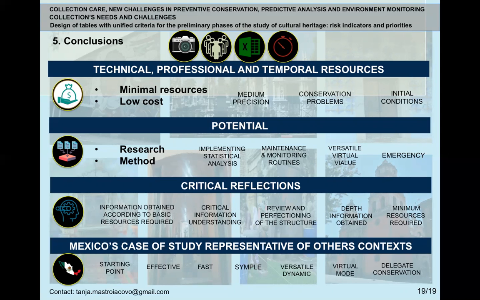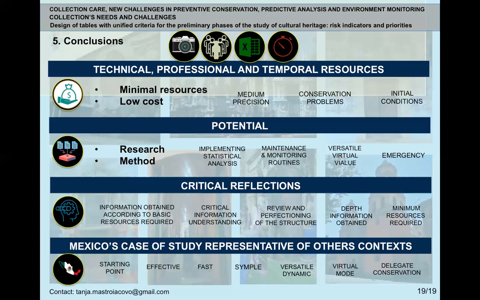Among the limitations of the method, it is important to mention that the information provided responds to the minimal necessary resources for its implementation, and this undoubtedly influences the depth of attained information. The data obtained has to be critically evaluated by a conservation professional who, through his own experience and formation, is in charge of evaluating and discerning the data in view of taking advantage of the method's potential.